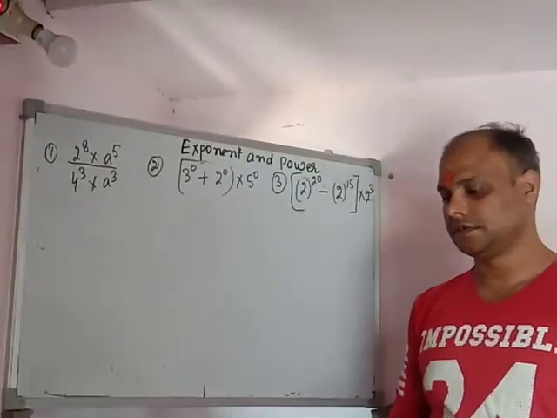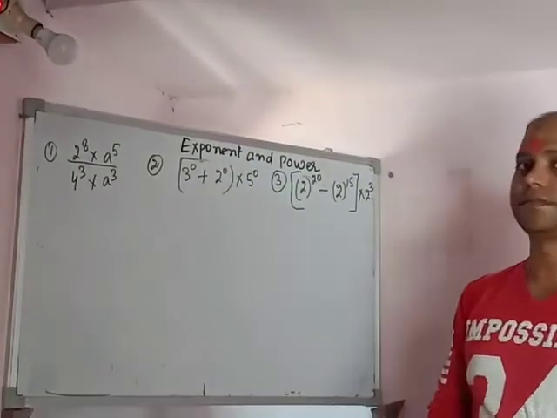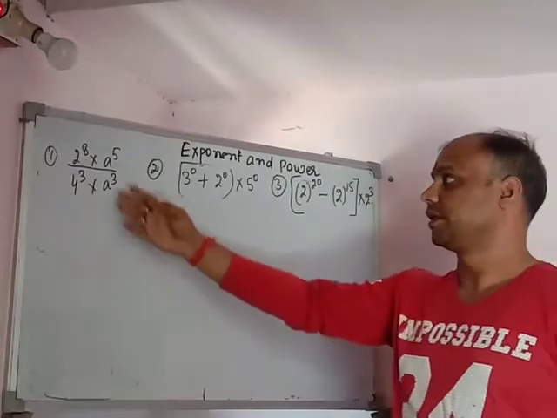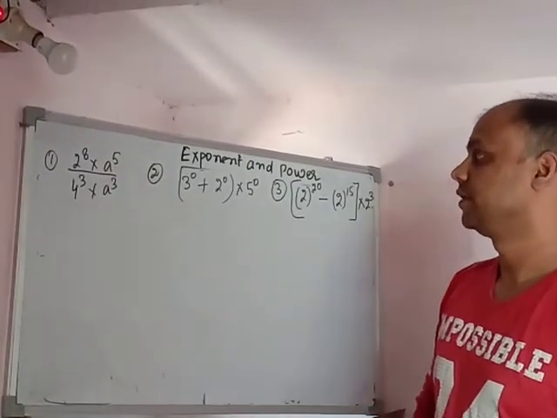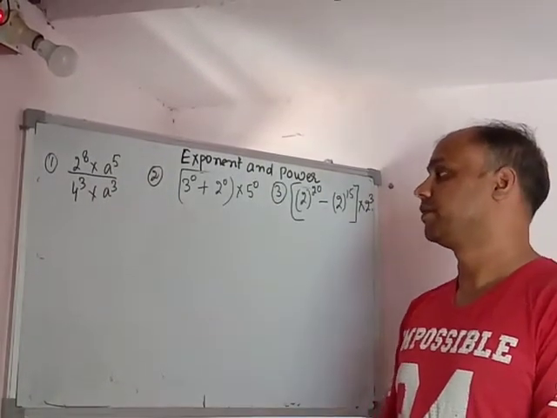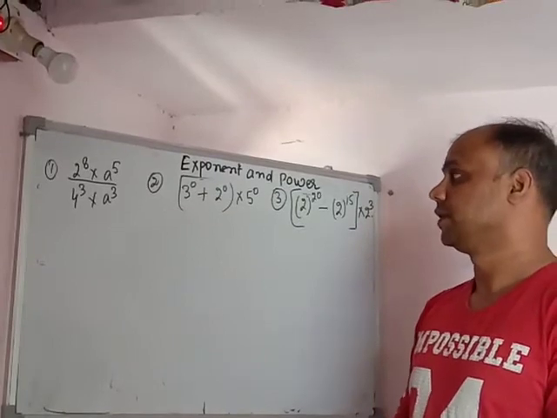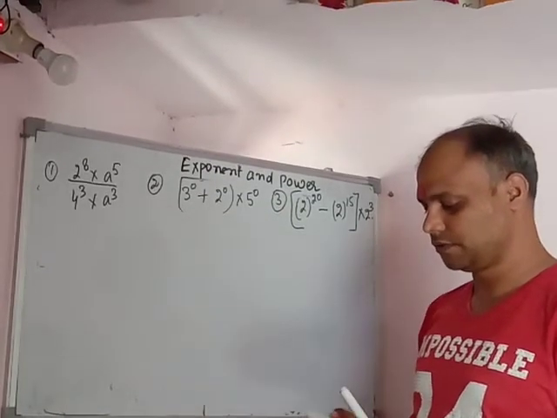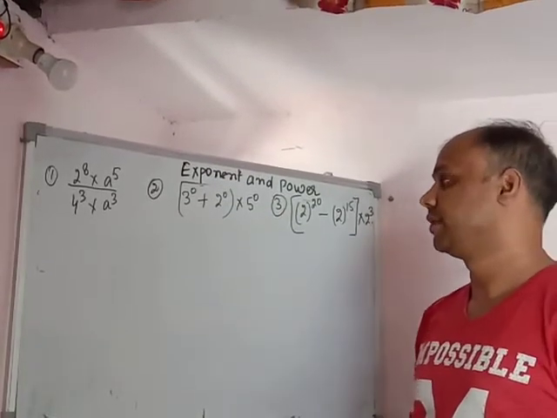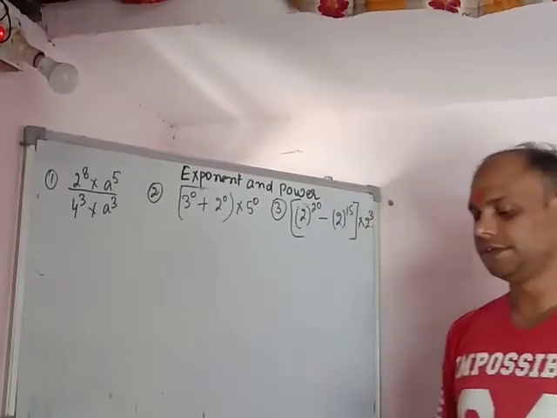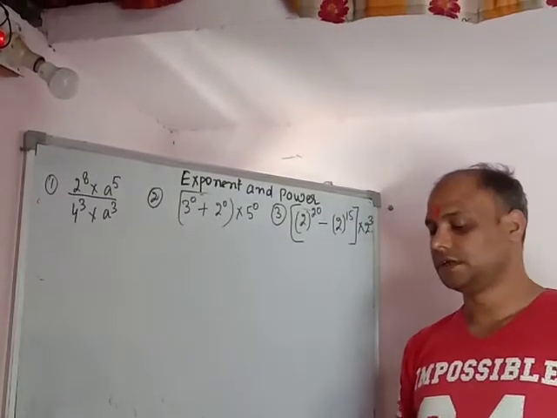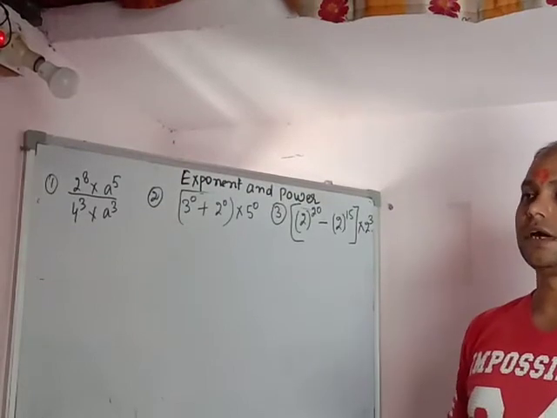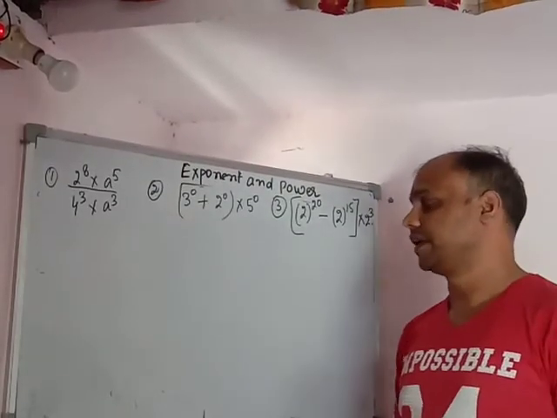Now we see some examples of exponents and powers here. First example is 2 raised to the power 8 into a raised to the power 5 upon 4 raised to the power 3 into a raised to the power 3. Now see how you are going to solve it. This is very simple. We only have to recall the formula of the laws of exponents.